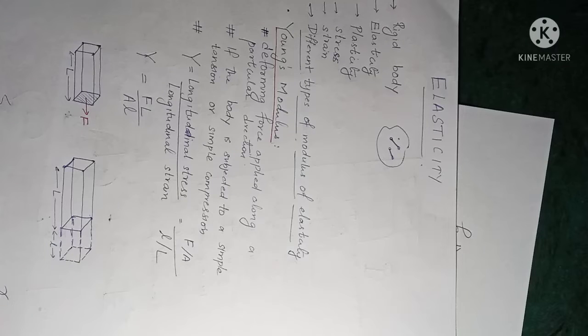Also, we have seen Hooke's law, which says that provided the strain is small, stress is proportional to strain, or stress by strain is equal to a constant known as modulus of elasticity. So we discussed all these, and today we will be discussing different types of modulus of elasticity. The first one is Young's modulus.